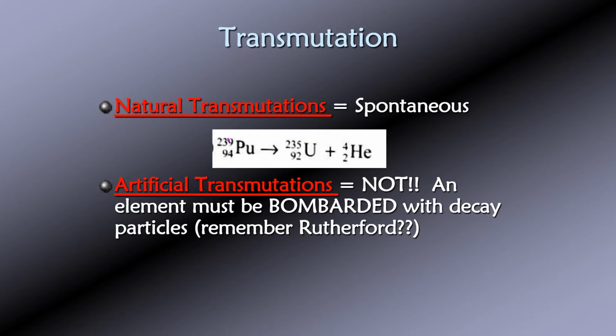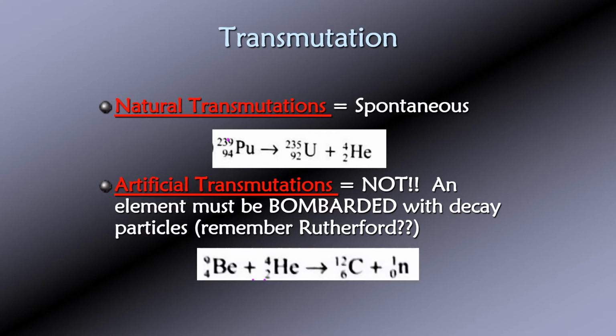So this is the same phenomenon that Rutherford did. So remember Rutherford from the Atomic Concepts chapter. He's the guy who did the gold foil experiment. So he had a gold foil and he bombarded that with alpha particles. So that was essentially the same concept that we have for artificial transmutations.